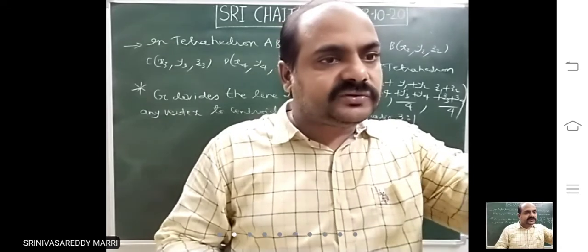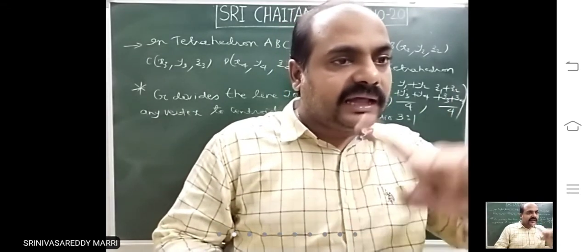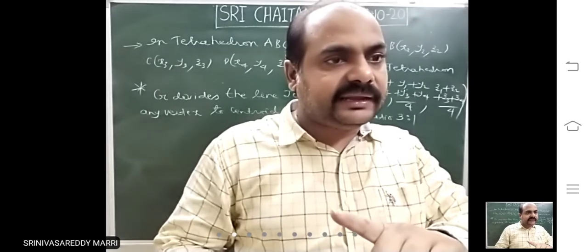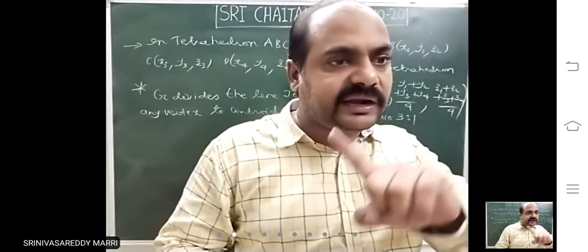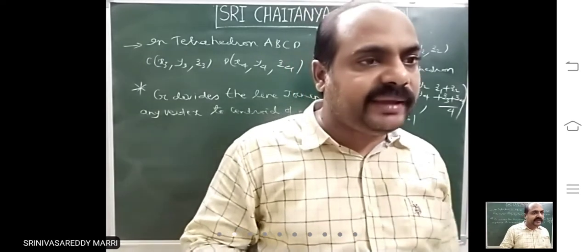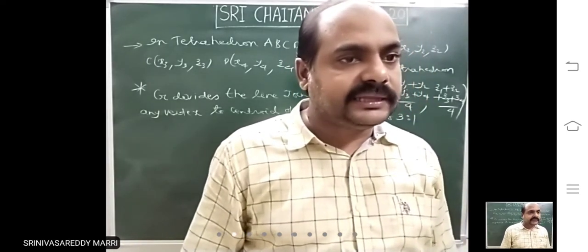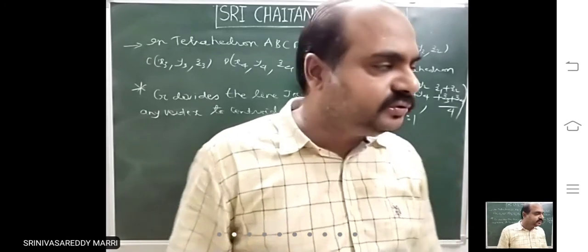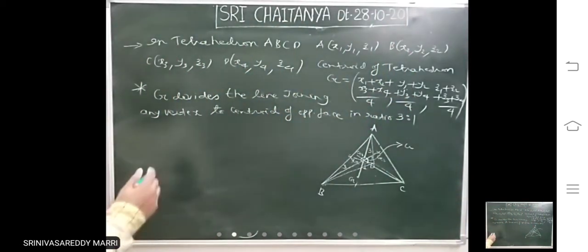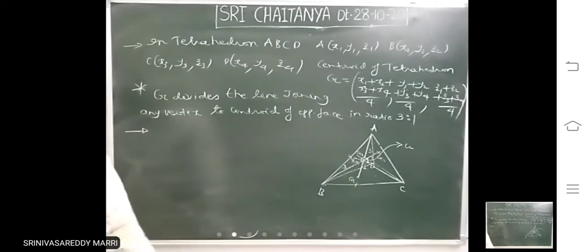If you join vertex to the opposite face centroid, on that line centroid of tetrahedron will lie. That G divides AG1 in the ratio 3:1. That is the main point to remember. That ratio you have to remember, 3:1. Look at the application. How it will be problem.